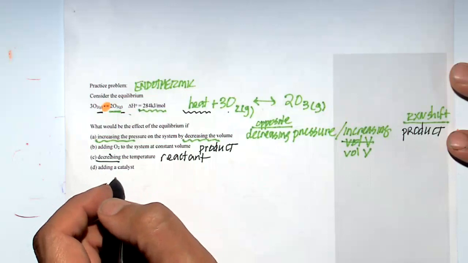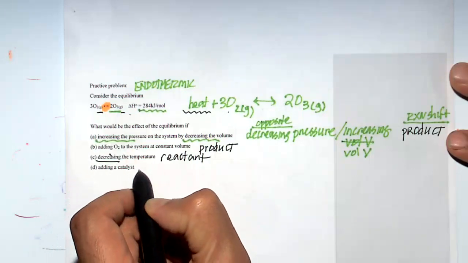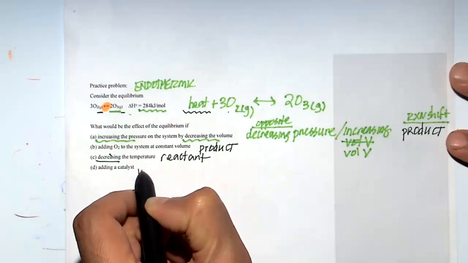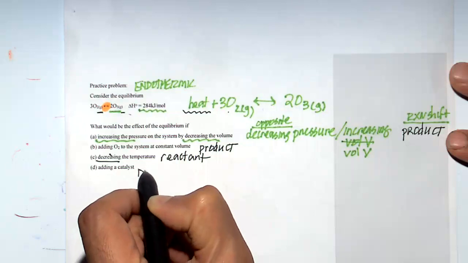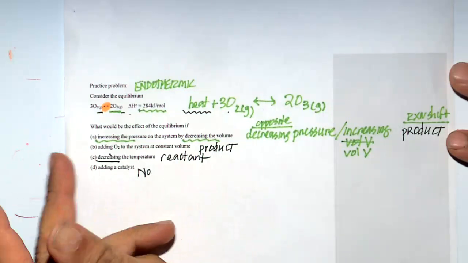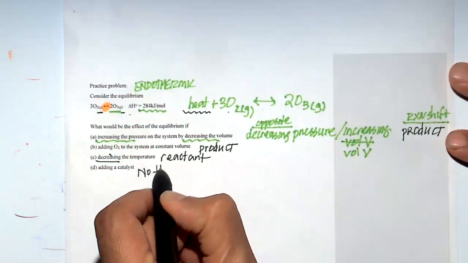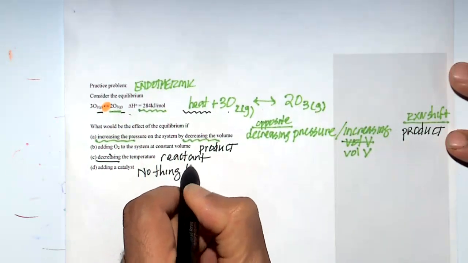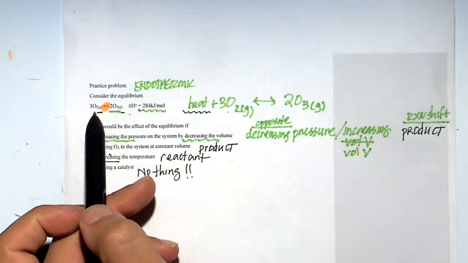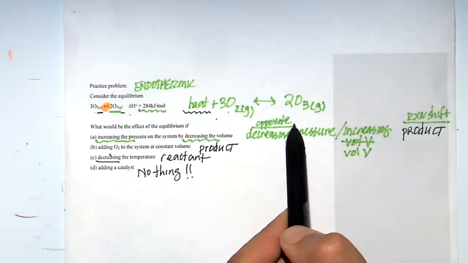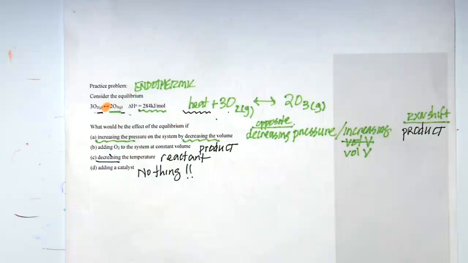What happens if we add a catalyst? Left or right? Nothing. It just achieves this faster. With a catalyst, you can't tell whether it's going to go this way or that way. The only thing you know is that this is just going to happen a little bit faster, a little bit quicker.